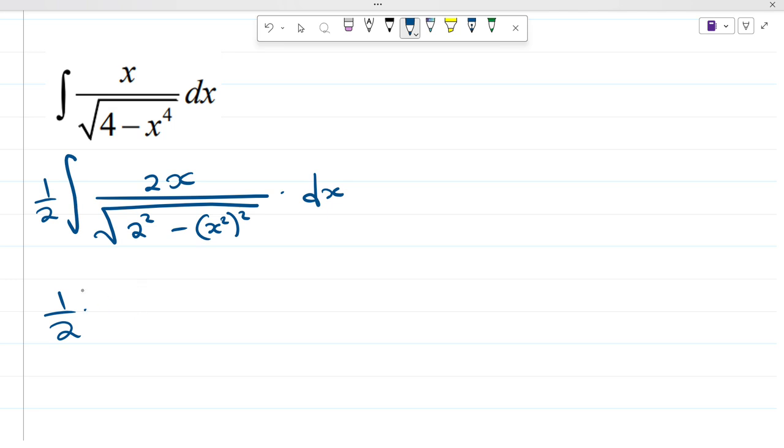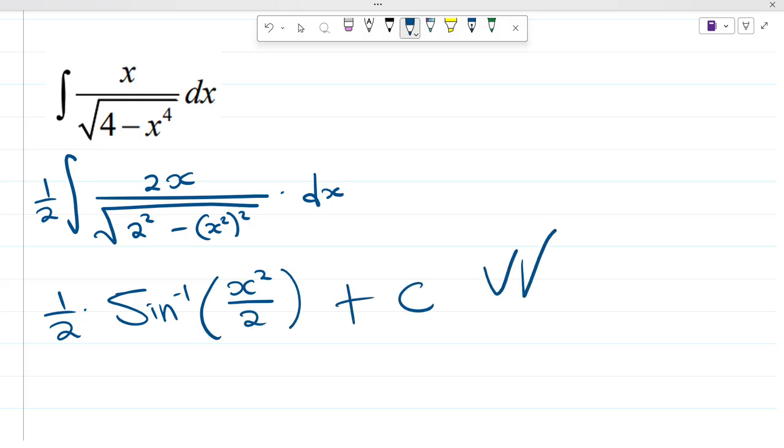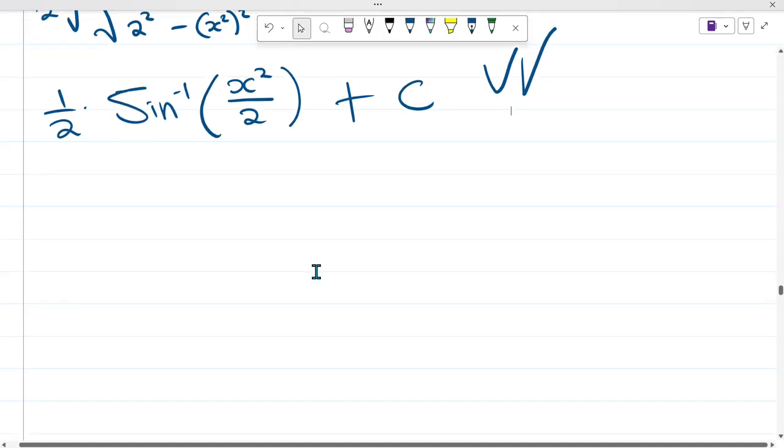The sine inverse does not have 1 over a outside there, so this is going to be sine inverse of f of x being x squared over the a here being 2. So this is going to be just 2, then plus c. Ta-da! You have your answer there. So simple as that, right?